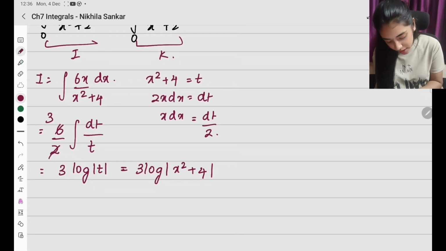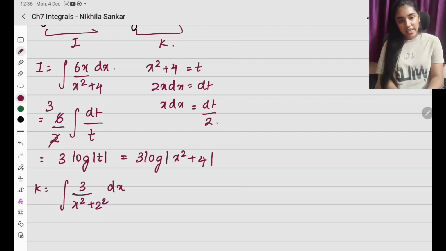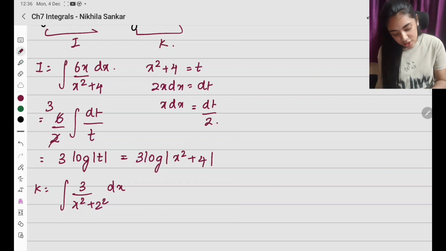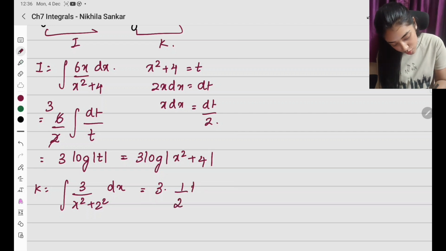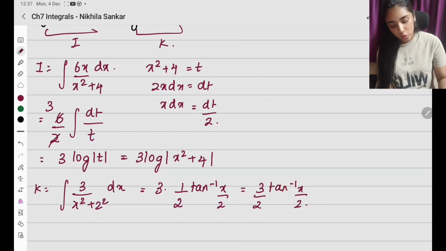Now what is the k term? I have k equals integral of 3 divided by x square plus 2 square times dx. This is of the form dx divided by x square plus a square, so this is of the form tan inverse. Taking the 3 outside, I have 1 by a, which is 1 by 2, times tan inverse of x divided by a. So the final form is going to be 3 by 2 tan inverse of x divided by 2. So I found what my I and k are.